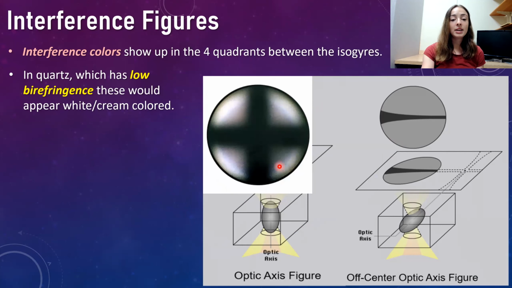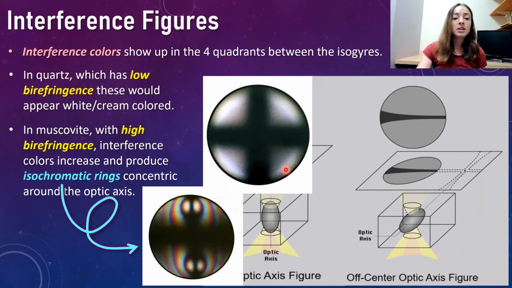If it's centered, this is a quartz example which has low birefringence, therefore the interference colors in the four quadrants are kind of white or cream color. They're not really that exciting in color because low birefringence means low order colors, and that's all things we talked about in that first part of the optical mineralogy videos, so go check that out if you don't know what low order or low birefringence means. But an example of a high birefringence mineral such as muscovite can have much cooler colors that actually can increase interference so much to produce what's called isochromatic rings that are concentric along the optic axis. And this is something we can see in this example.